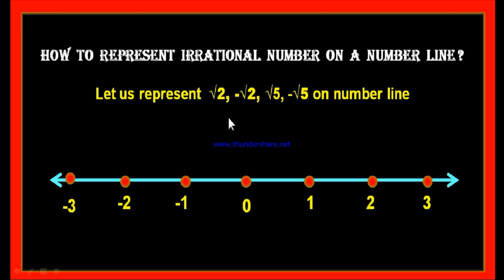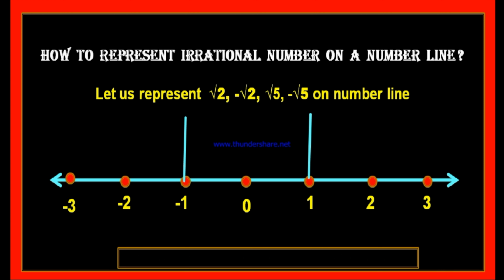Later we have to find where plus root 2 lies on this number line and where minus root 2 lies on the number line. In order to get it, you may draw perpendicular lines at plus 1 and minus 1. Understood? You draw a perpendicular line at plus 1 as well as at minus 1.